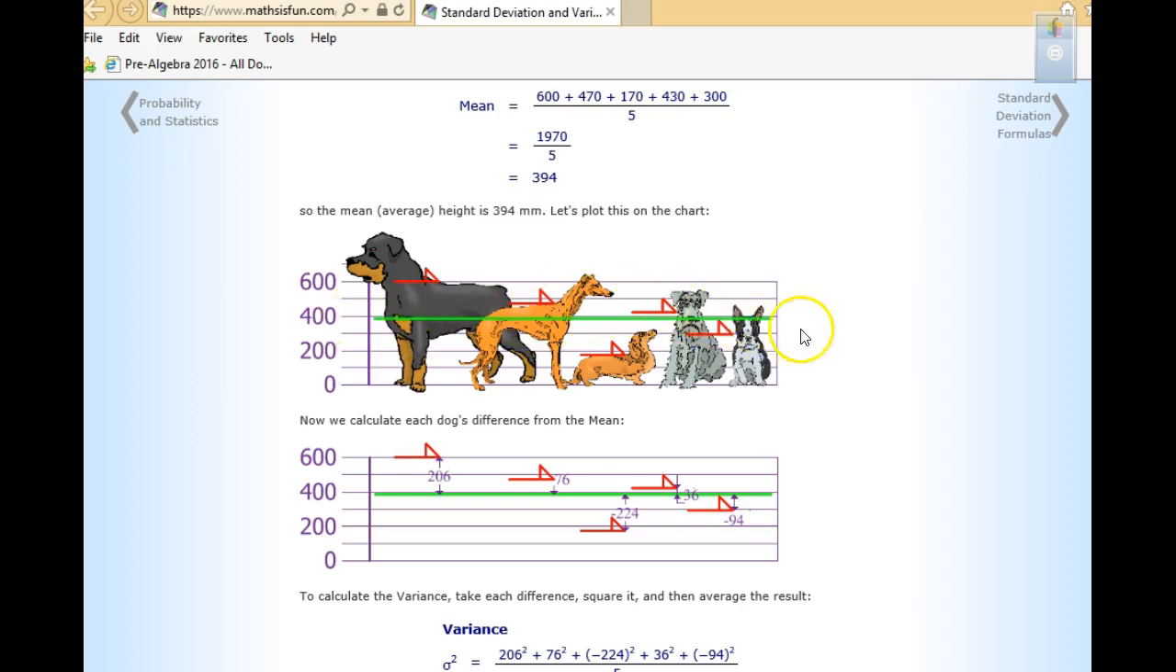So this green line here is the average height, right? Then it says we need to calculate the difference from the dog's height to the mean. So how much different is the height from their back? This one was up 206, up 76, down negative 224 for that little dachshund, right? This one is up 36, not much, and down negative 94.